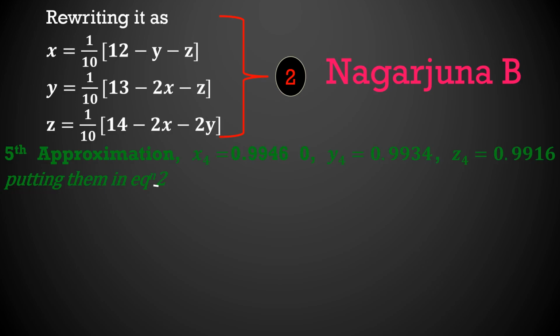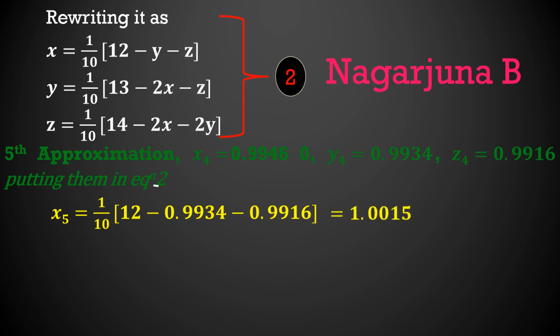So by considering the first equation, x is equal to 1 divided by 10 into 12 minus y minus z, we get x5 is equal to 1 divided by 10 into 12 minus y value, which is 0.9934, minus z value, which is 0.9916. Upon simplification, as I told how to simplify by using the calculator, we get the value, and that value is 1.0015.